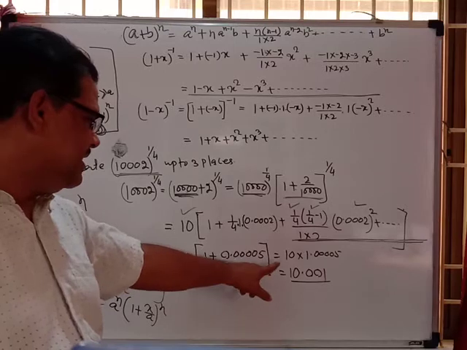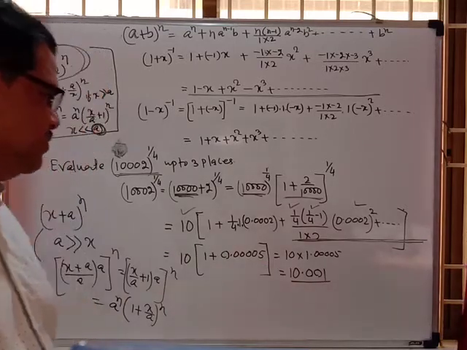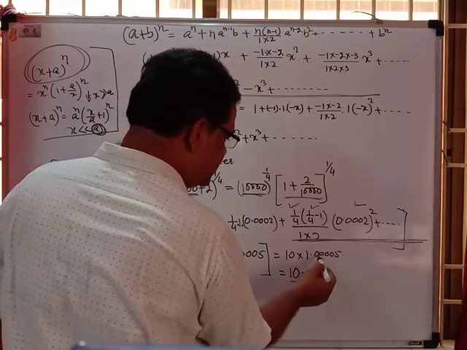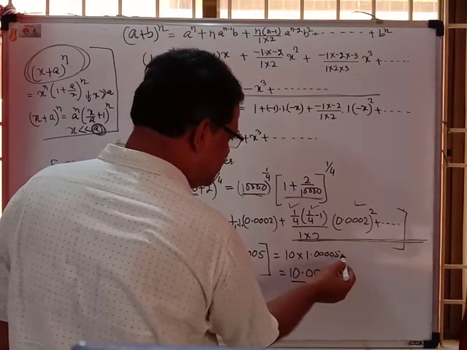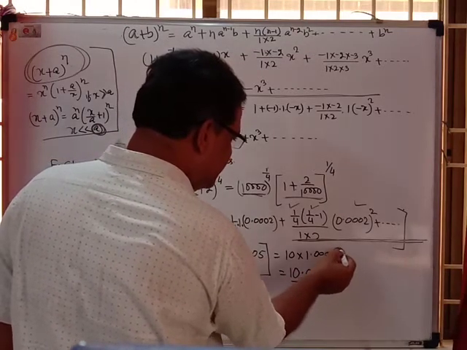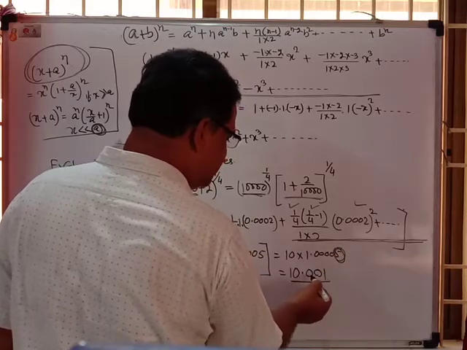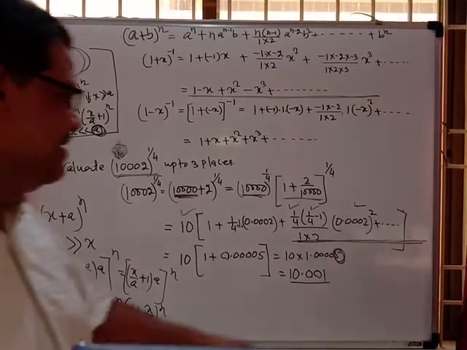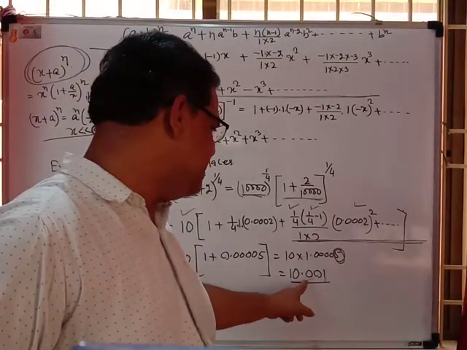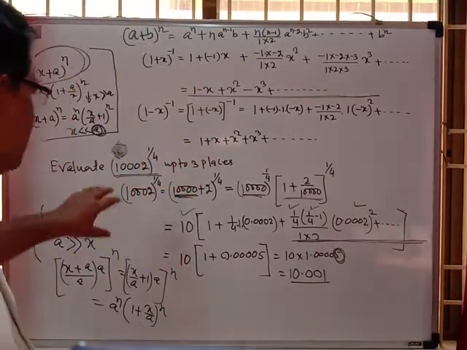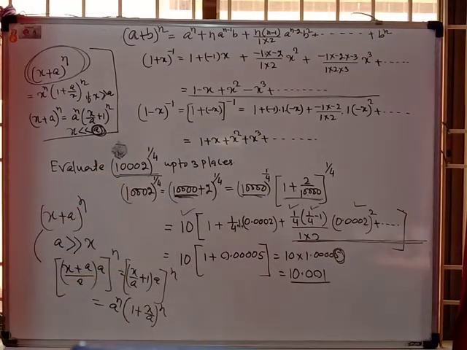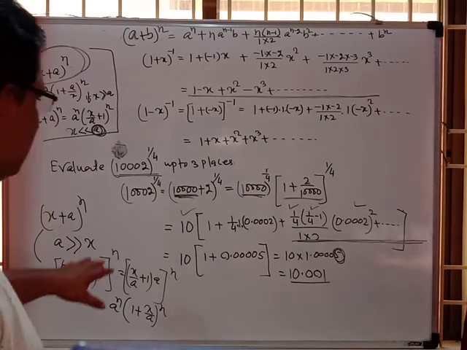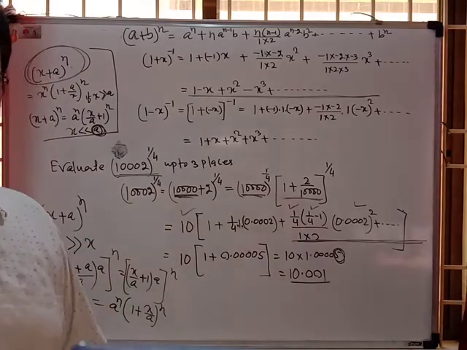Finally you are finding 10 into (1 plus 0.00005), which is equal to 10 into 1.00005, and if you multiply it you get 10.0005. If this 5 is rounded off, you again get 10.001. All the steps you should remember. So I have calculated this value up to 3 decimal places using the binomial expression.